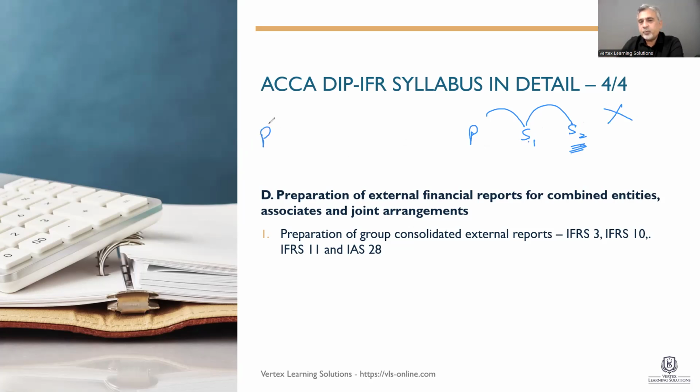In DipIFR, you will have the parent buy one subsidiary and then buy a second subsidiary. So this is what you will have. Both subsidiaries are in direct ownership of the parent. Here, this is called a sub-subsidiary. This is not included, number one. So this is number two: cash flow is not included. Sub-subsidiary is not included, and this makes life easy.